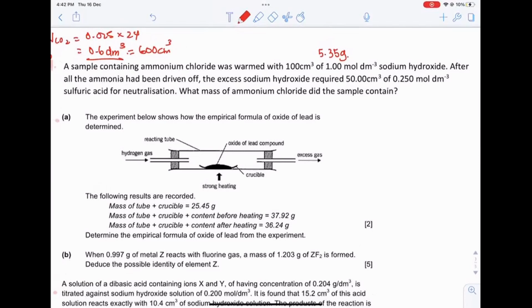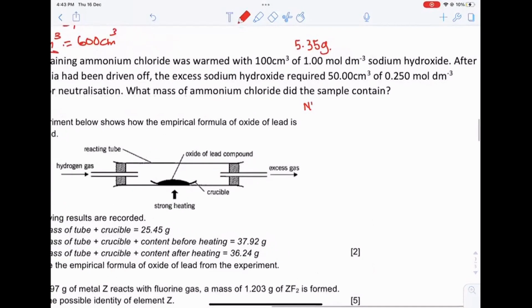After all the ammonia had been driven off, okay, so basically what happened was ammonium salt is ammonium chloride, right? It reacts with a base, NaOH. So ammonium salt plus alkaline will give you ammonia plus salt plus water, correct? The salt will be sodium chloride plus water, H2O.